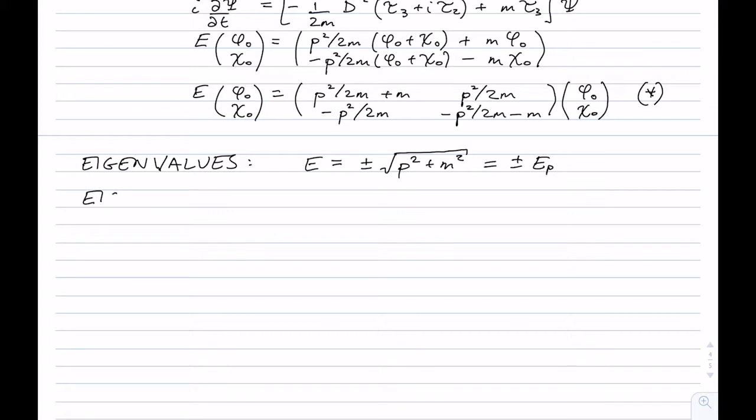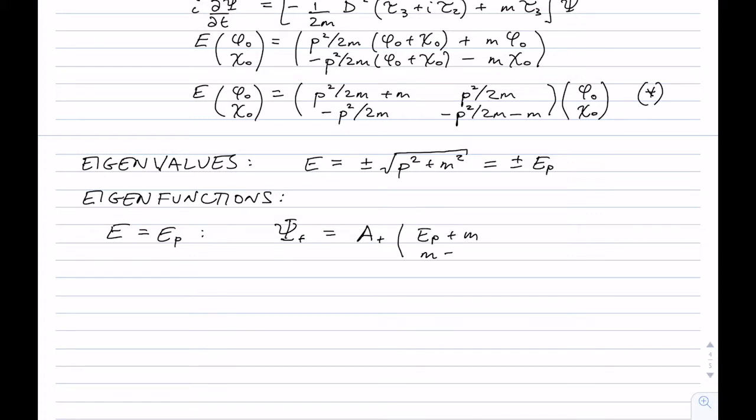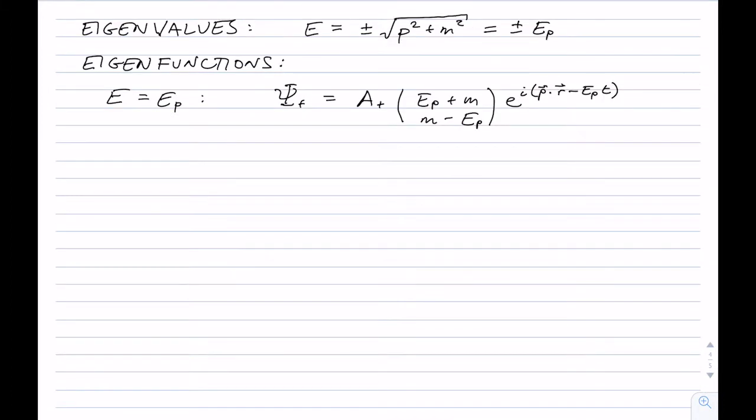What about the eigenfunctions? Again, it's homework, but if we take E equal to EP, the positive one, then we've got phi plus is equal to A plus times (EP plus m, m minus EP) times e to the i(p dot r minus EP t). So that's my eigenfunction for the positive solution.